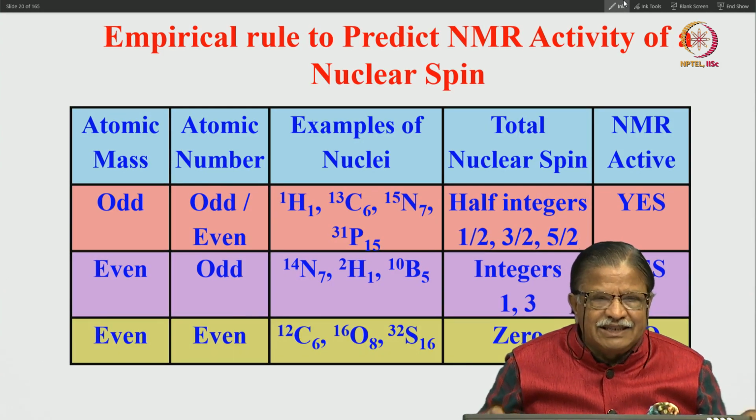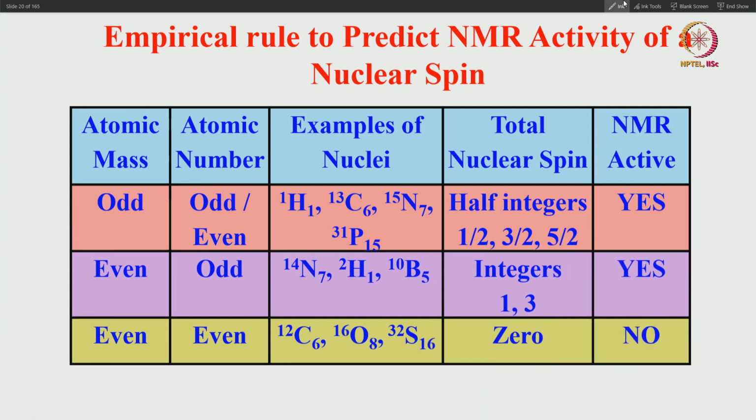But remember, there is an empirical rule to predict NMR activity of a nuclear spin. That means I can find out whether a given isotope of an element, whether that particular nucleus has a spin or not. Look at this table which is given here. In the top row, you have atomic mass, atomic number, a few examples of nuclei, total nuclear spin, and the last column tells me whether such nuclei are NMR active or not.